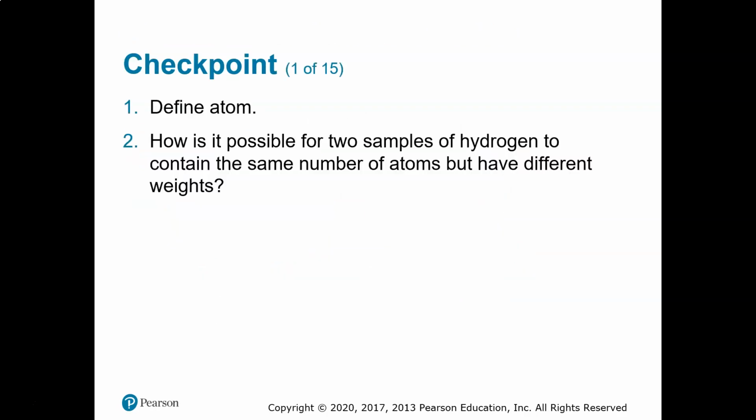Checkpoint: define atom. Atom is the smallest unit of an element, which is the simplest type of particle or substance. Question number 2: how is it possible for 2 samples of hydrogen to contain the same number of atoms but have different weights? Because there are isotopes. Each element has different isotopes. Hydrogen has hydrogen 1, hydrogen 2, and hydrogen 3. These are the mass numbers of the isotopes of hydrogen.